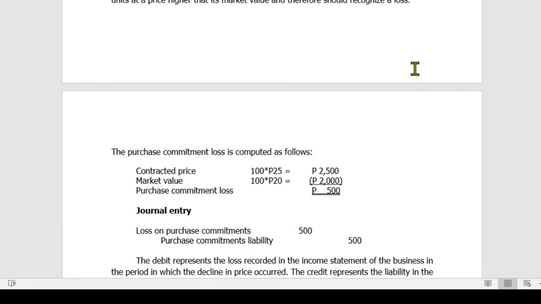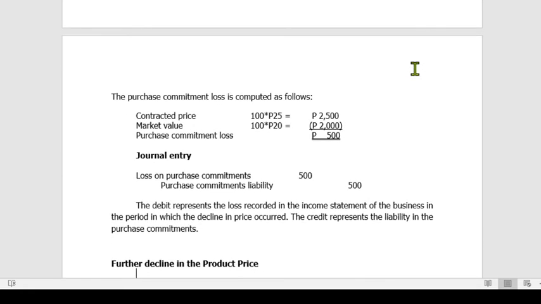Since wala pa daw na-deliver this time, the contracted price is 100 times 25, that is 2,500. Market value now is 100 times 20, that is 2,000. So, meron kang loss na 500 pesos. How do you recognize it? You debit loss on purchase commitments and then credit purchase commitments liability kasi yan ay babayaran.